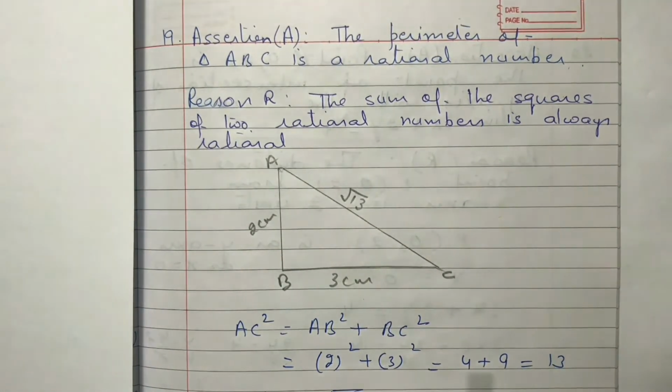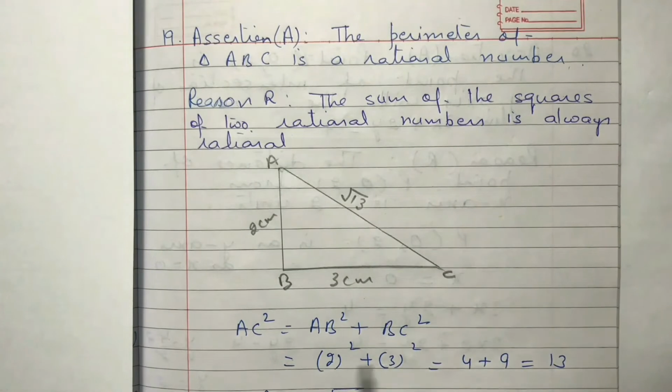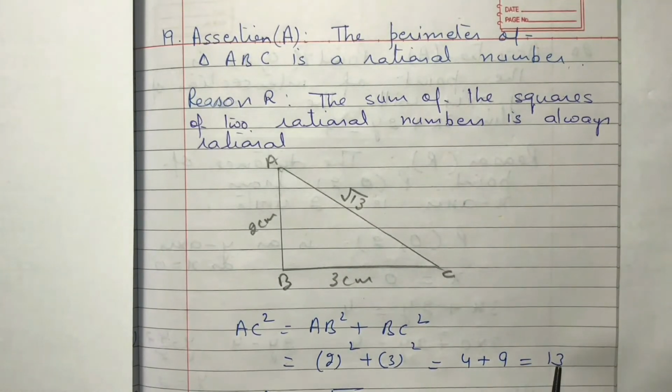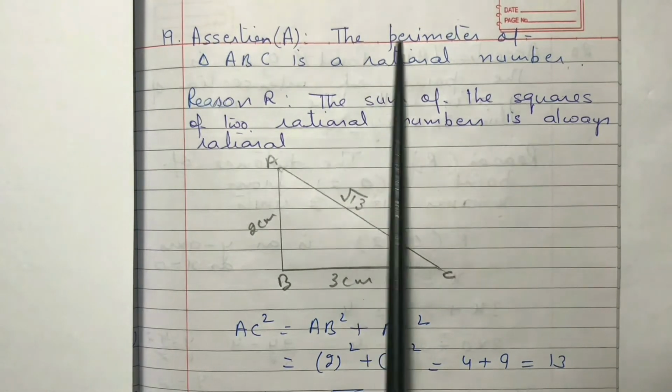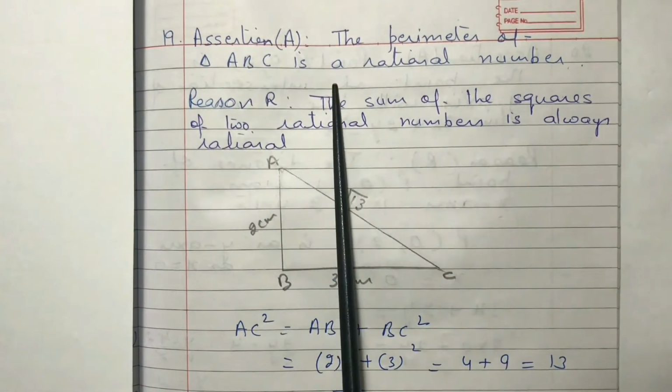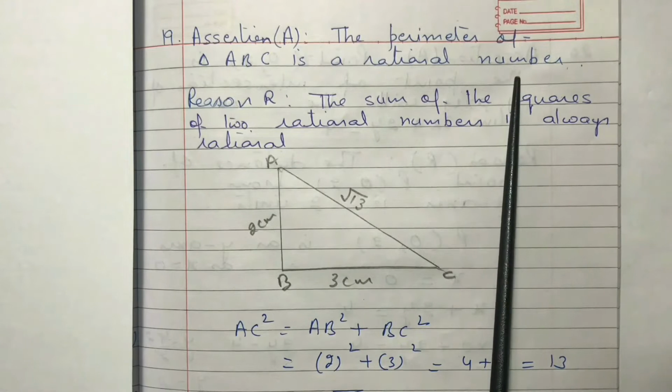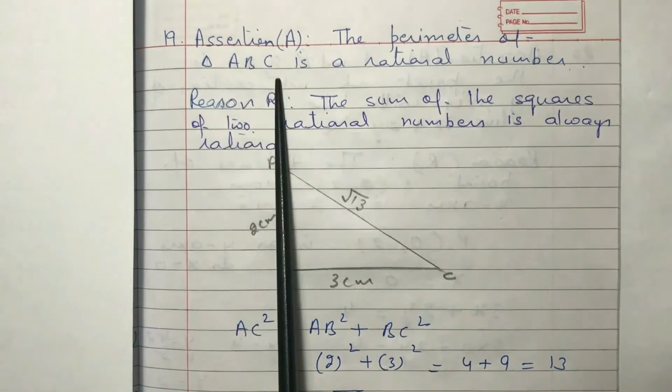Reason R is true. Sum of squares of two rational numbers is a rational number. So this reason is true. And now let me find the perimeter of triangle ABC. Is it a rational number? Now let me find the perimeter of triangle ABC.